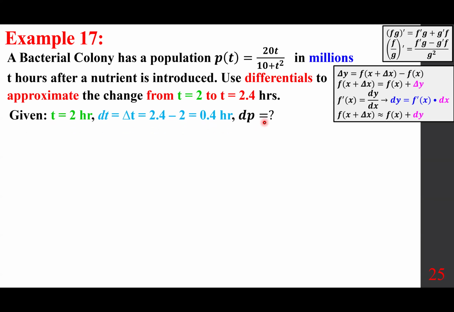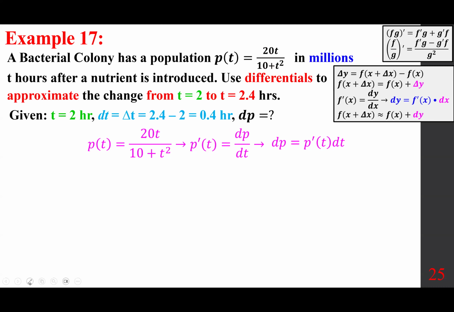Now, what is dP? I want to make sure everybody understands. Given P of t, if you differentiate it, you call it P prime of t or dP dt. So given P of t, when you differentiate it, P prime of t or dP dt, dP is what? The product of these two, P prime of t dt. Therefore, you have to find P prime of t first using the quotient rule.